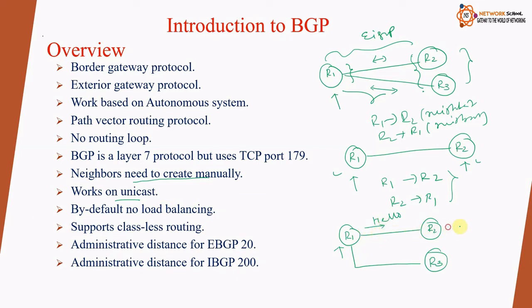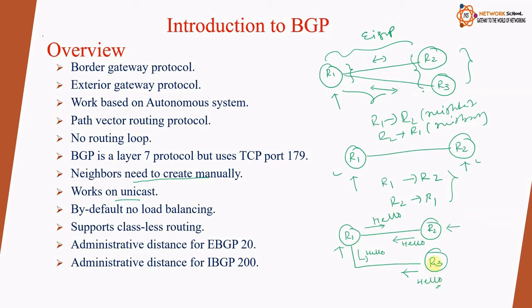Simultaneously, when I am at router R2 and configure that R1 is my neighbor, then the hello message will be sent to R1. The same way, when I am at R1 and specify that R3 is my neighbor, the hello message will be sent to R3. And when I am at R3 and specify R1 as my neighbor, the hello message will be sent towards R1.